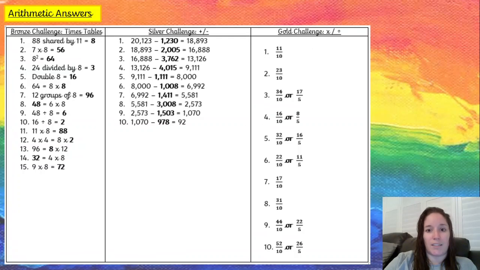Okay, here are your answers. I've given you 2 options for your gold challenge because I've simplified some. As always, if you haven't simplified them, for number 5, you've got the answer of 32 tenths. That is still correct. It can just be simplified.